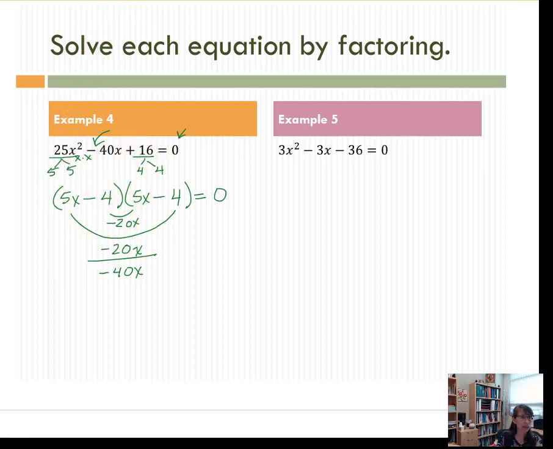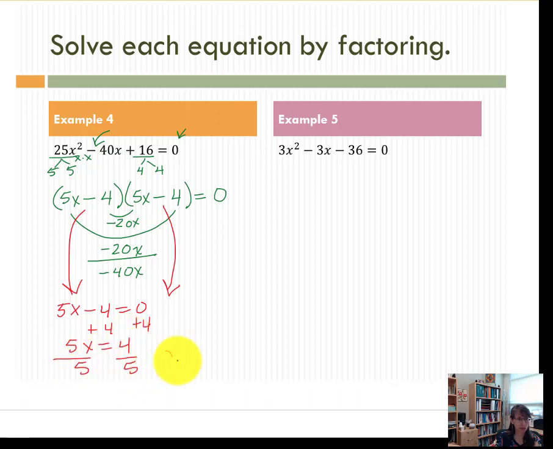So we're going to set each of our factors equal to 0. Now what do you notice about these factors? Do you see how they are identical? So there's no need to set this up twice. Just take 5x minus 4, set it to 0, and solve it one time. Adding 4 to both sides, I get 5x equals 4. Division by 5 gives me an x value equal to positive 4/5.